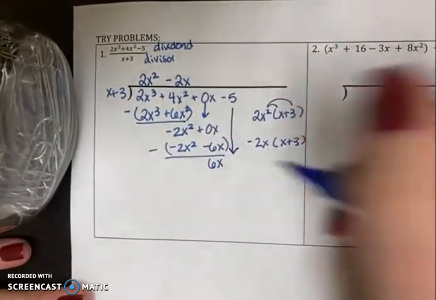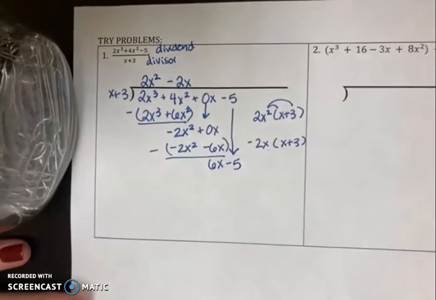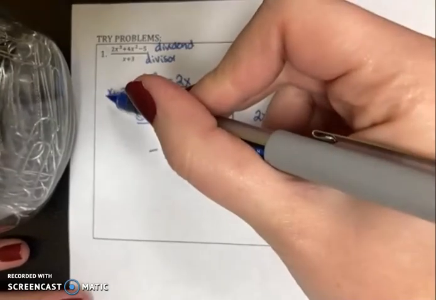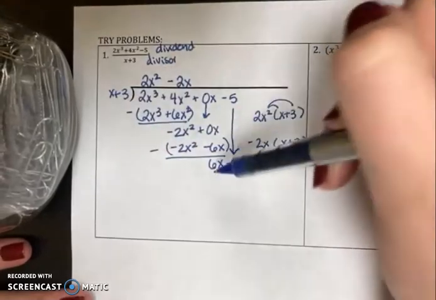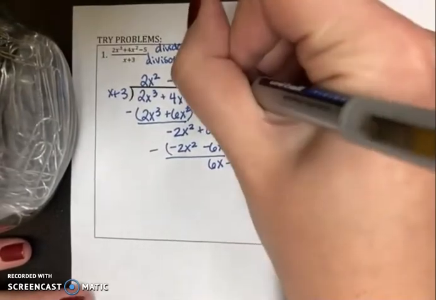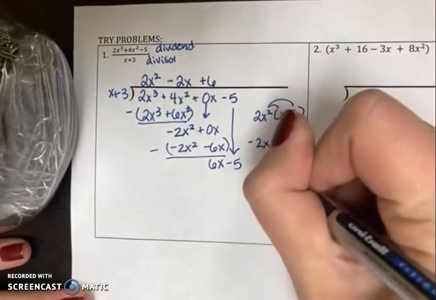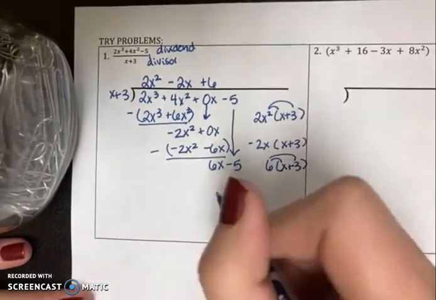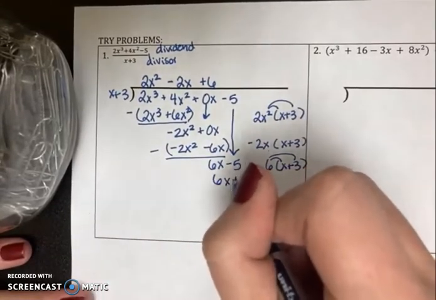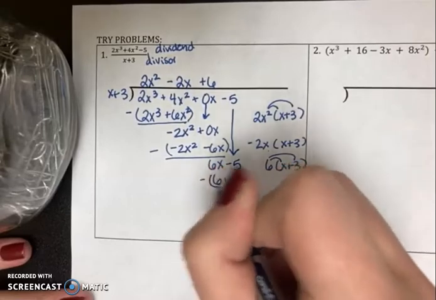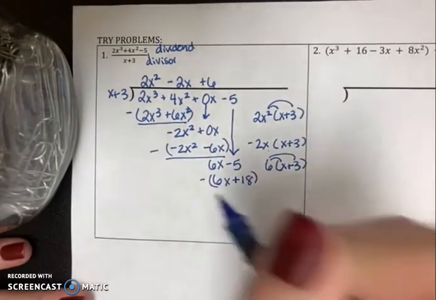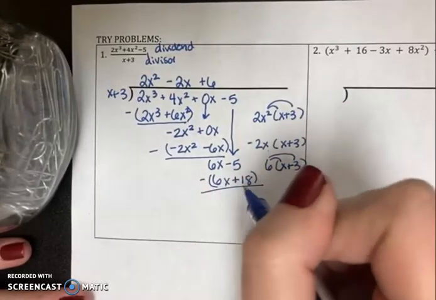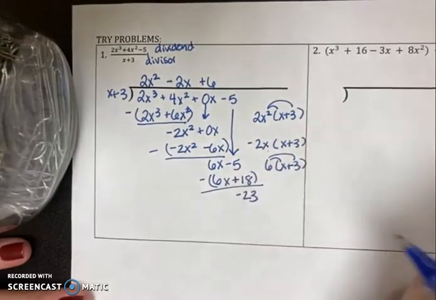And then we bring down our minus 5. What times, or x times what gives me a 6x? Well, that would be a 6, a positive 6. So 6 times x plus 3. I distribute, and that would give me 6x plus 18, but I am subtracting this expression. So the 6x's cancel out, and then I have negative 5 minus 18, which is a negative 23.